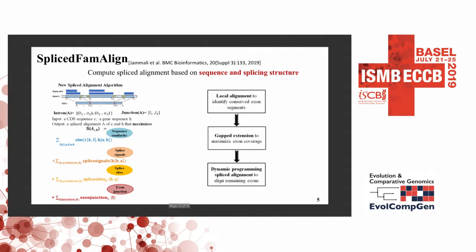And to do this, we have 3 steps. The first one is to do local alignment in order to identify preserved exons. Second, we do a gapped extension step in order to maximize the coverage and also to align the remaining exons. And the third step is a dynamic programming approach, in order to align the remaining whole exons. And for each step, we use the information about the sequence and also the splicing structure.